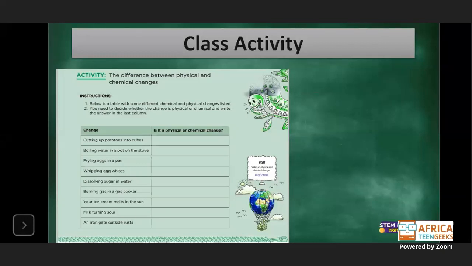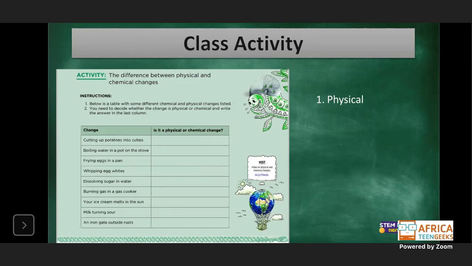Okay, so I see an answer from Mike, Avi, Wechedza, Therese, and Disedi, who say it is physical. Let's see. And that is correct. It is a physical change. So when we boil water in a pot on the stove, is that a physical or a chemical change?